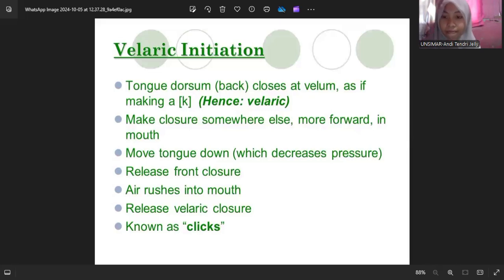In some languages, clicks are made with the velaric airstream, and it refers to a stop that is produced as a result of an airstream that is ingressive in nature. So, the mechanism will be explained by my friend Rini. So, Rini, the time is yours.